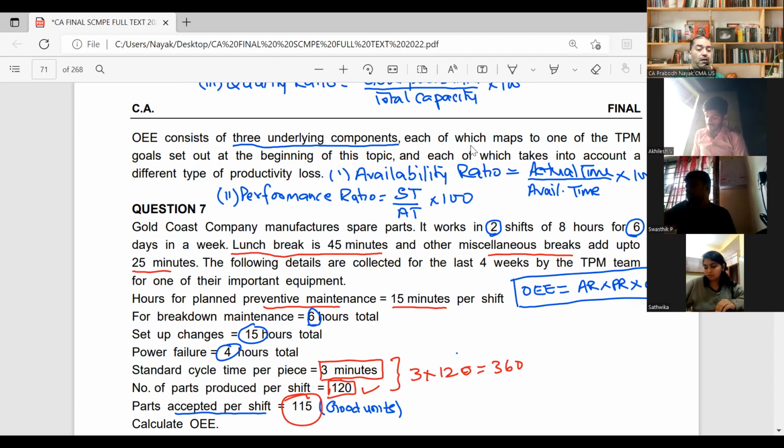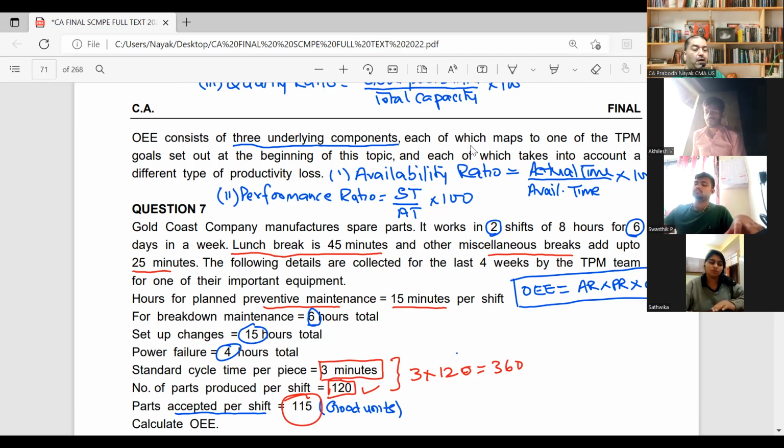Setup time, you are having nearly 15 hours total. That is for 2 shifts put together, 15 hours. That is not advisable, so that has to be brought down. Reduction in setup time. Okay, so this is the comment that you will write.